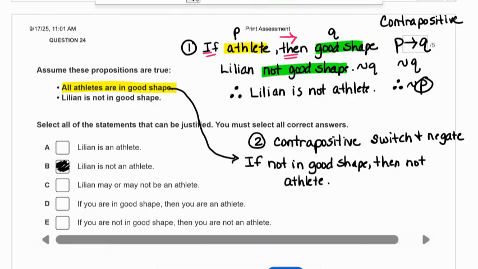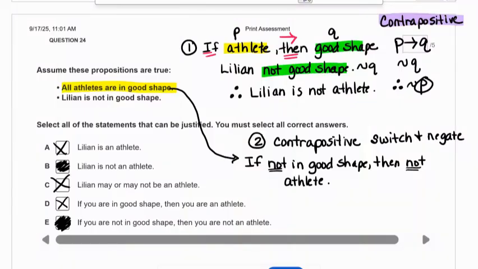Let's see if we can find that in our list of options. It's not C. It's not A. This one says if you're in good shape, we're looking for the contrapositive where we negate it. So it's not D. If you're not in good shape, then you're not an athlete. The other correct answer would be E. Okay, once again, both of these answers came from using the contrapositive because the contrapositive is equally true as the original statement.